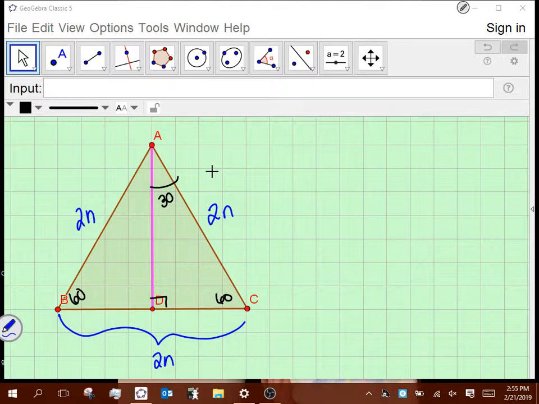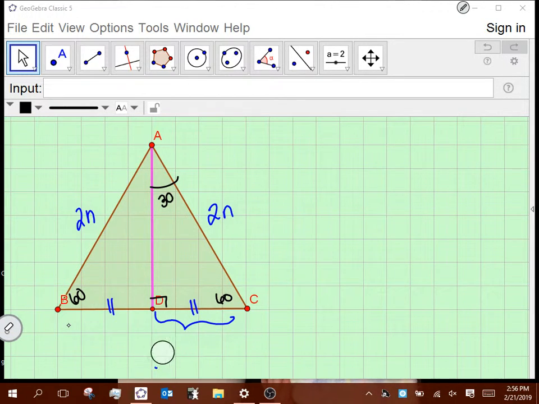It bisects it. So there were two properties there. It bisects the vertex angle, and it bisects the base. So that distance there is the same thing as that distance there. Okay, so that's nice because what does this thing right here become then? That becomes n. Half of 2n, right? Do you see now in this right triangle that you now have two side lengths that are based off of the exact same value n? Okay.